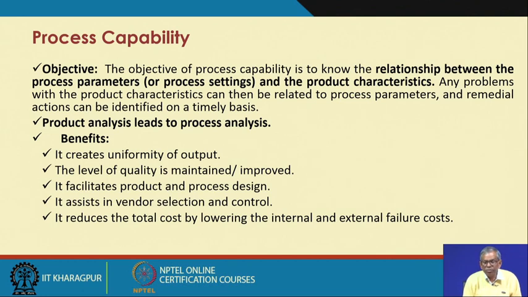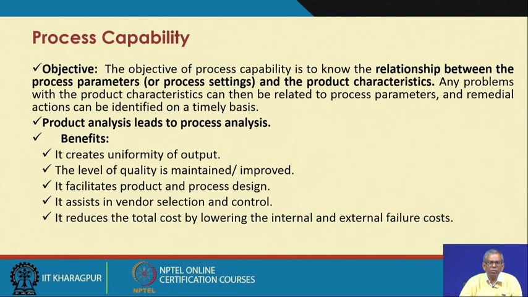So the objective of process capability analysis is to know the relationship between the process parameters or the process settings and the product characteristics. So this is very, very important. Okay. Though we will be collecting data initially on quality characteristics, and we will analyze the data related to quality characteristics of a component, but ultimately, in any process capability study, first you go for product analysis, and to what extent the process is affecting the product analysis. So the relationship between the product analysis and the process analysis is a must.